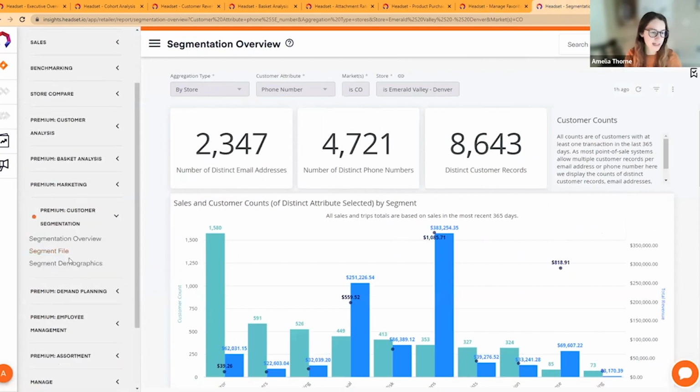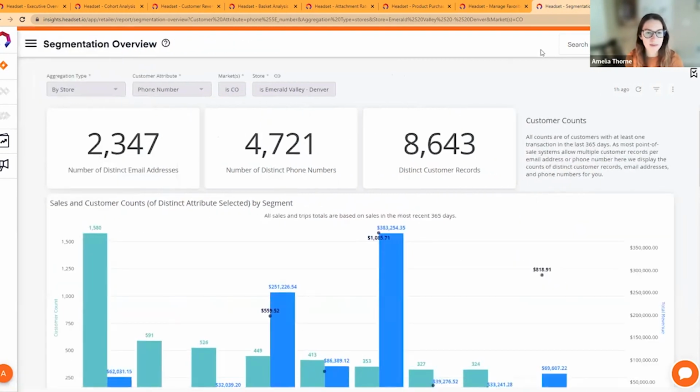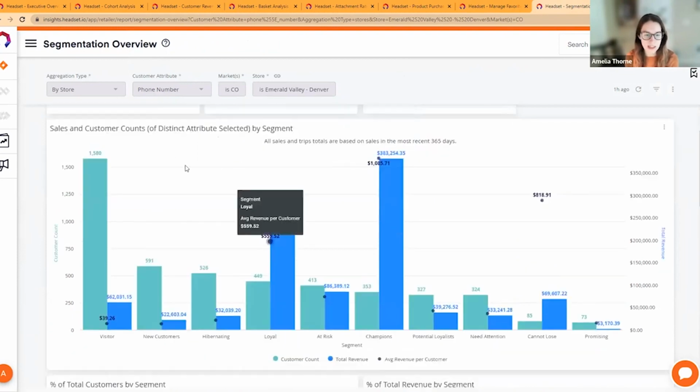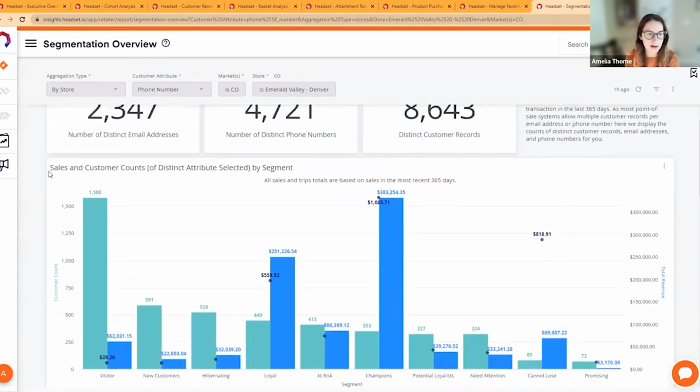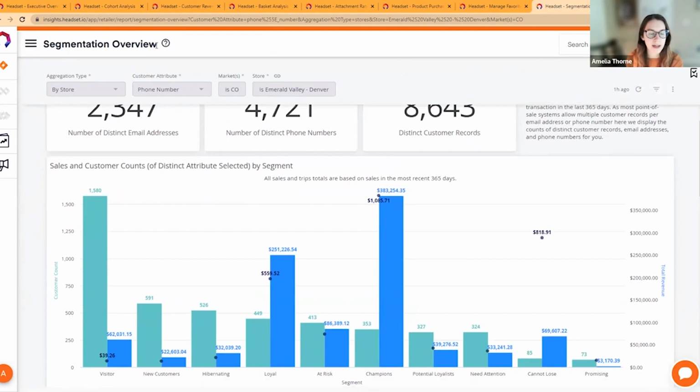We have 3 main dashboards. I'm only going to go through, well, I guess I'll go through 2 of them. Main one being segmentation overview. So segmentation is really how we identify customers, whether they fall into a champion, a loyal, needs attention. Each one of these segments is going to show up down here. If you're curious and want to learn more, you can click on this little help article here.